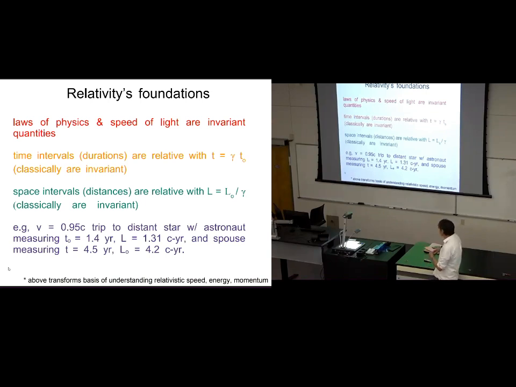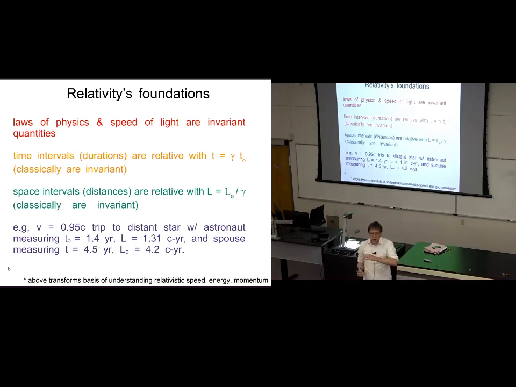The spouse measured the trip to take 4.5 years, much longer. The spouse also measured the distance covered for the trip from Earth to Alpha Centauri to be longer, 4.2 years. This is telling you that because of time dilation and length contraction, these two observers in these two different reference frames are measuring very different distances and very different durations for the trip.